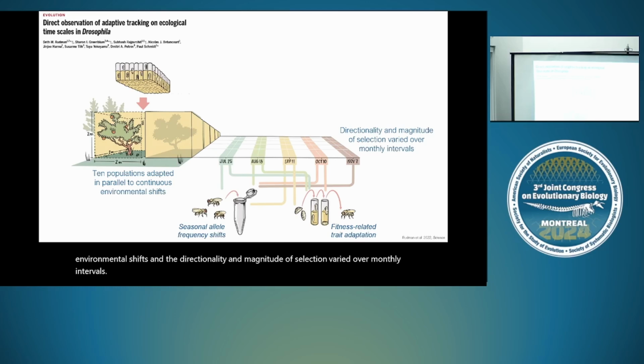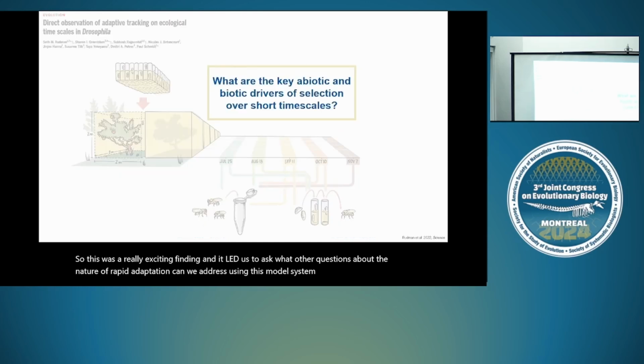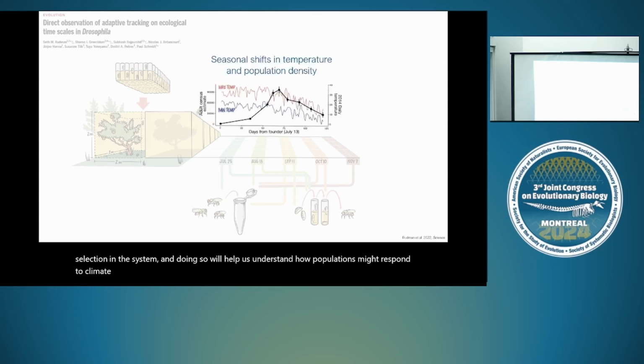So this was a really exciting finding, and it led us to ask, what other questions about the nature of rapid adaptation can we address using this model system? And the question that I was really interested in exploring was this: what are the key abiotic and biotic drivers of selection over short timescales? We've yet to identify the primary agents of seasonal selection in the system, and doing so will help us understand how populations might respond to climate change.